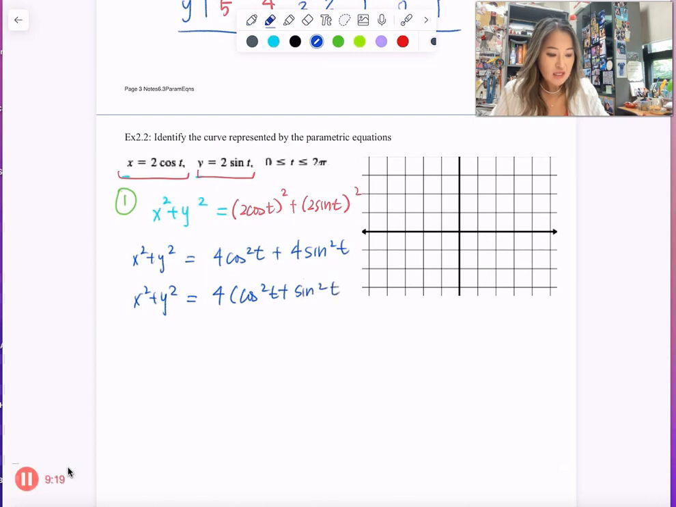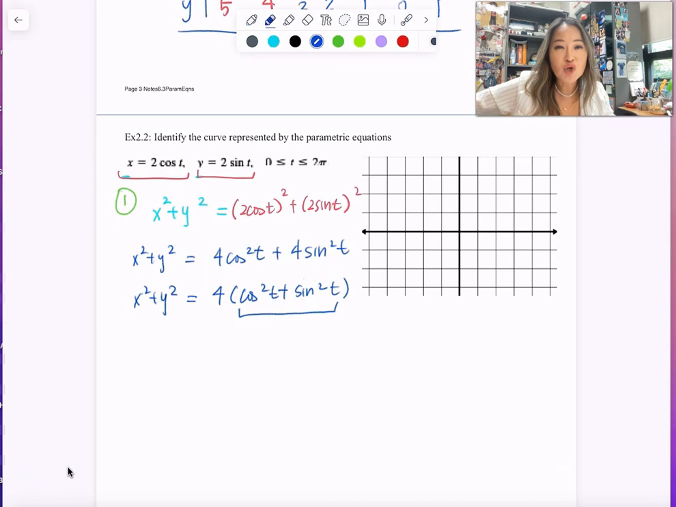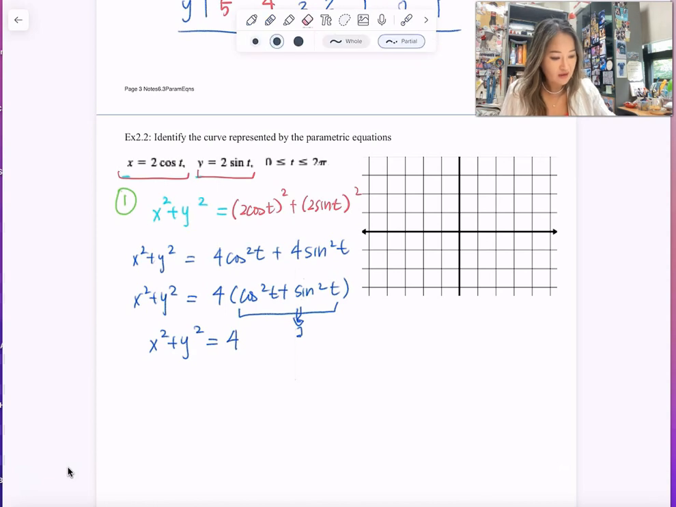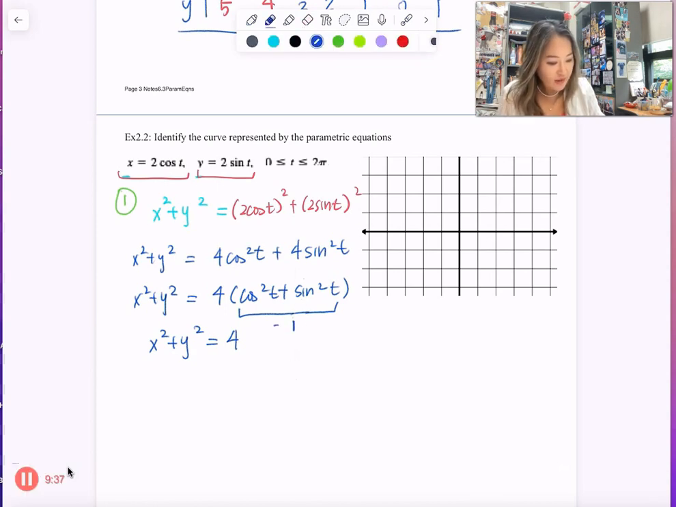Sine squared t. Ding, ding, ding. Pythagorean identity. Like what I mentioned earlier, I was kind of giving away, I was giving TMI earlier. So that means x squared plus y squared is equal to 4, only because this becomes 1. Isn't this guy just 1? Yeah, that's just 1. That's the Pythagorean identity.